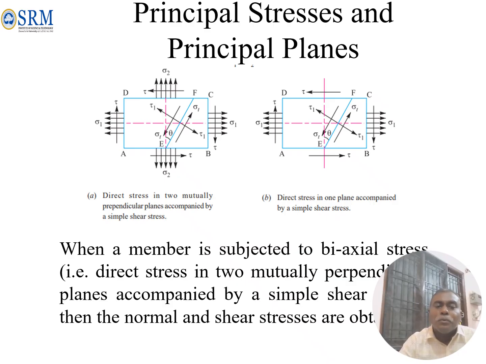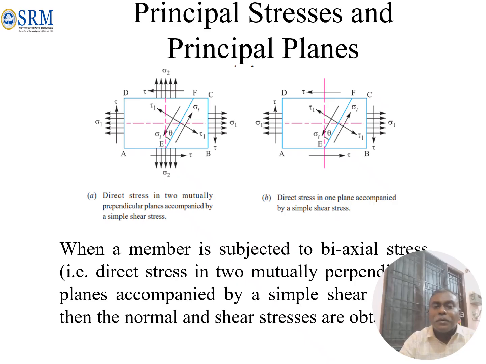Biaxial means direct stress in two mutually perpendicular directions. Two mutually perpendicular means here one, here also one. Then there is also shear, but the diagram is not there. The three cases are tensile sigma 1 and sigma 2, then shear tau also. So three kinds of loading are there, and three kinds of loading definitely need the help of the principal stress.